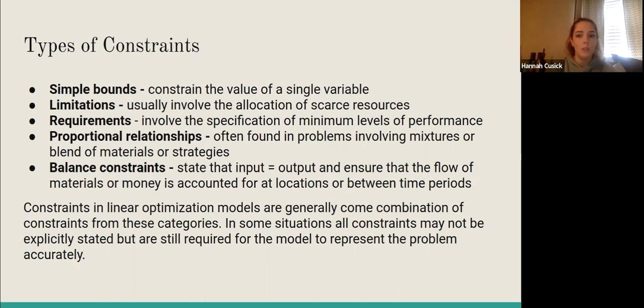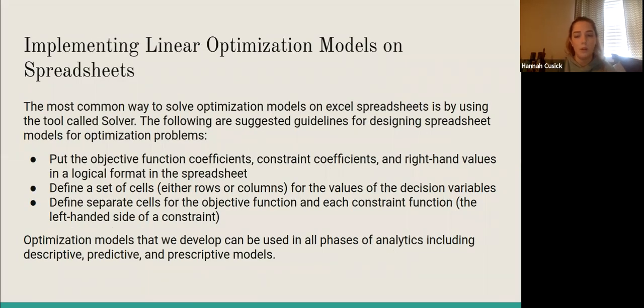Constraints in linear optimization models generally come in a combination of these constraints. In some situations, all constraints may not be explicitly stated, but are still required for the model to represent the problem accurately. Now that we know the different types of constraints, we're going to look at implementing linear optimization models on a spreadsheet. The most common way to solve optimization models on Excel spreadsheets is by using a tool called Solver.